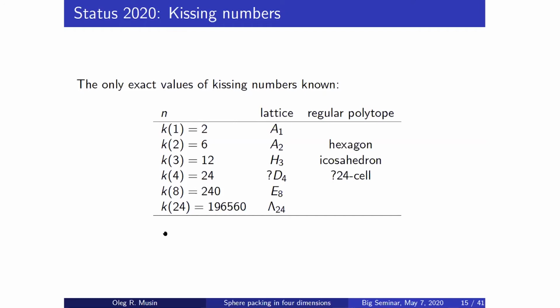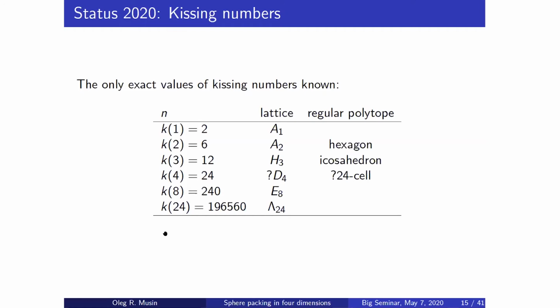And in dimension 4, I proved that the kissing number is 24. However, it is a big open problem, for I don't know how many years, 50, 60, 70, that this kissing arrangement is unique. We'll discuss some details about that a little bit later.